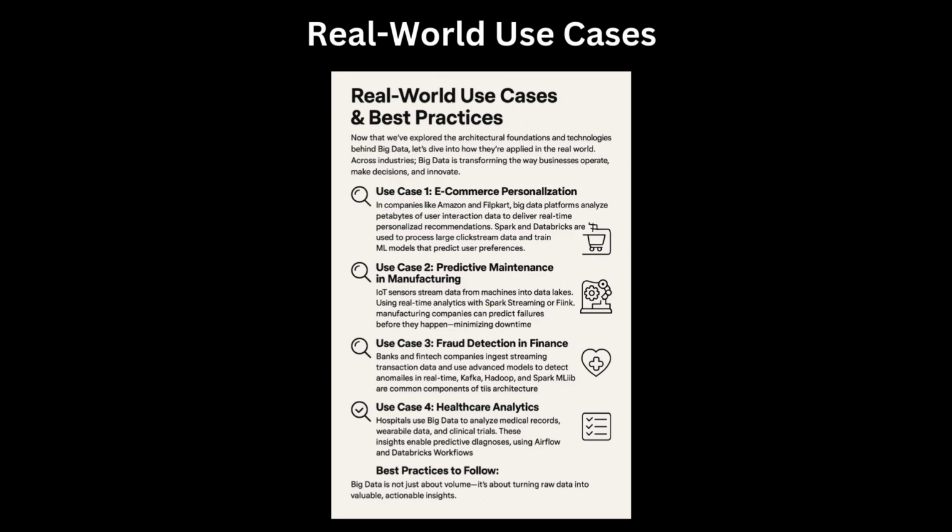IoT sensors stream data from machines into data lakes. Using real-time analytics with Spark Streaming or Flink, manufacturing companies can predict failures before they happen, minimizing downtime and saving costs. Banks and fintech companies ingest streaming transaction data and use advanced models to detect anomalies in real time. Kafka, Hadoop, and Spark MLlib are common components of this architecture. Hospitals use big data to analyze medical records, wearable data, and clinical trials. These insights enable predictive diagnoses, personalized treatment plans, and operational efficiency.